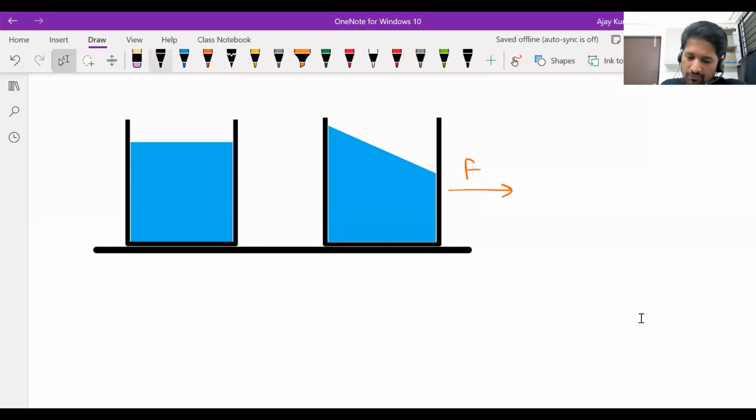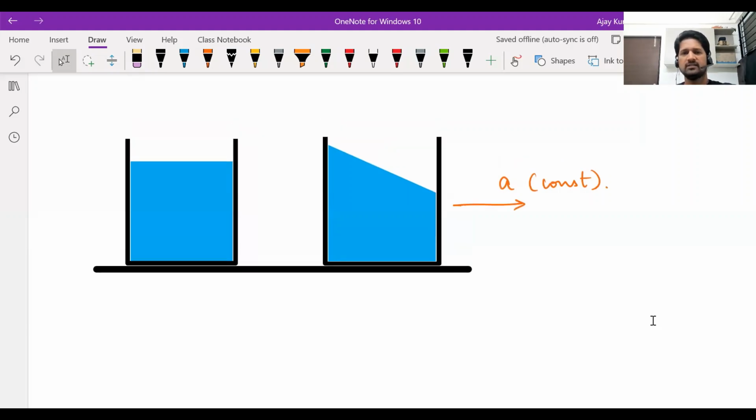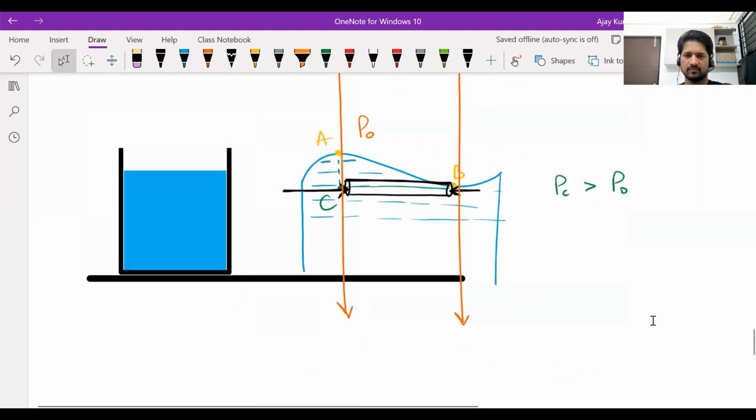Okay. So if you maintain a constant acceleration, which is hard to do with the hand actually. You can't maintain constant acceleration with your hand. But if you can somehow maintain constant acceleration, you will see that the free surface of the liquid will no longer be horizontal, it will get tilted. Fine.